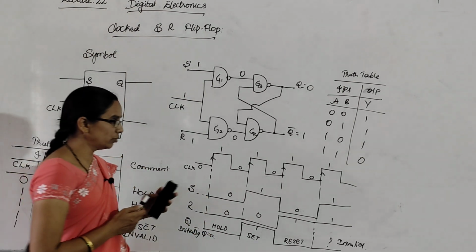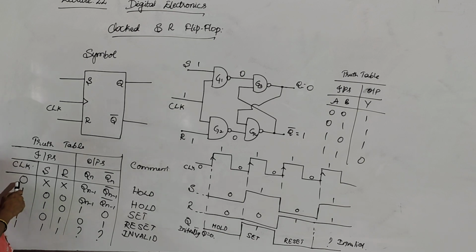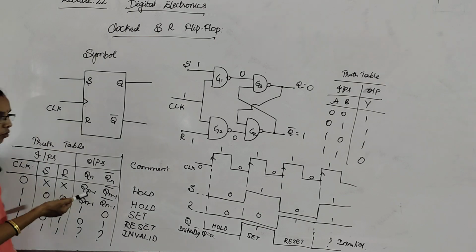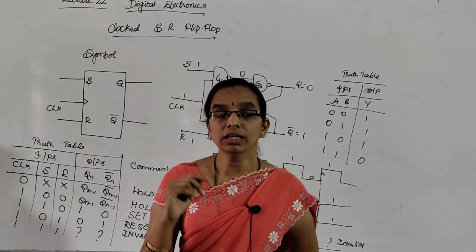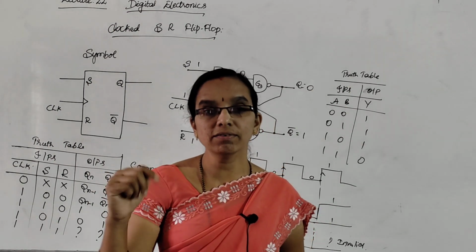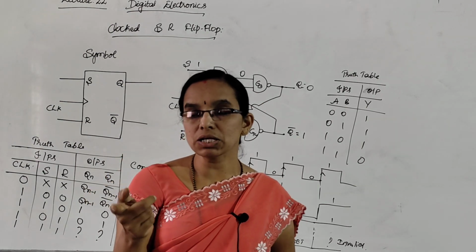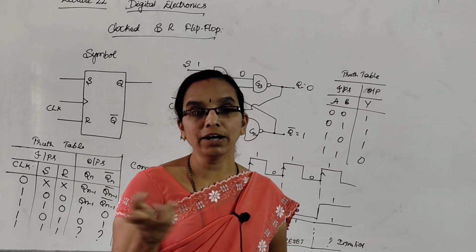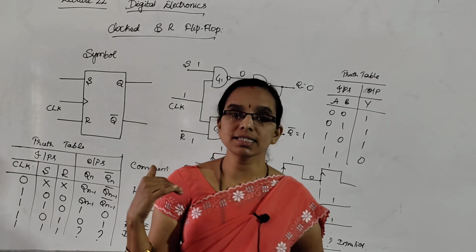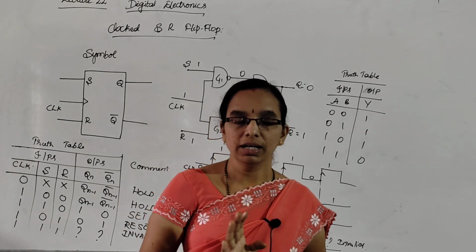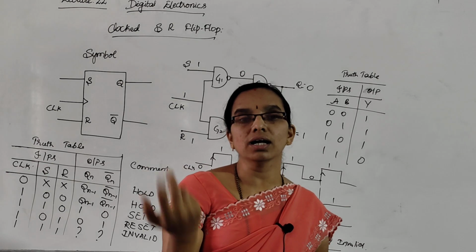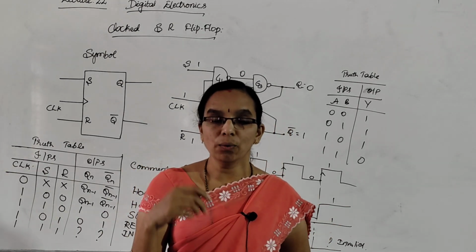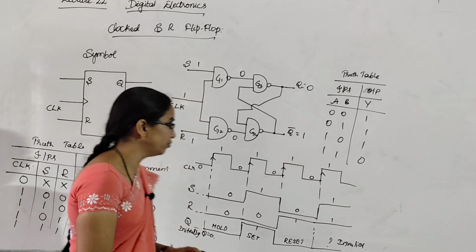So here what is going to happen? When the clock is 0, it is maintaining the hold state. When the clock is 1 and S, R is 1 0, it is the set state. Whenever S is 1, R is 0, the flip flop is going to store 1. Whenever R is 1, S is 0, then the flip flop is going to store 0. And to maintain that state, we will use S equal to R equal to 0 0, right? But the invalid state, S equal to 1 and R equal to 1, we want to get rid of that.